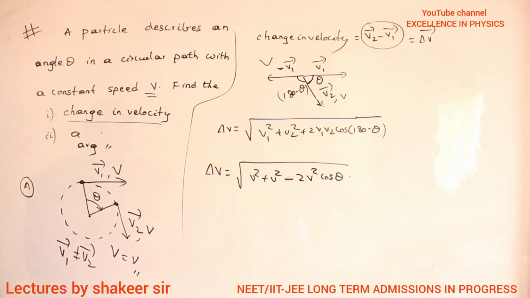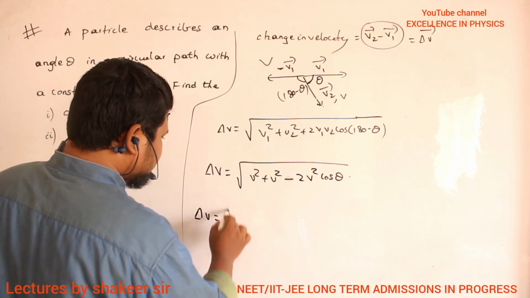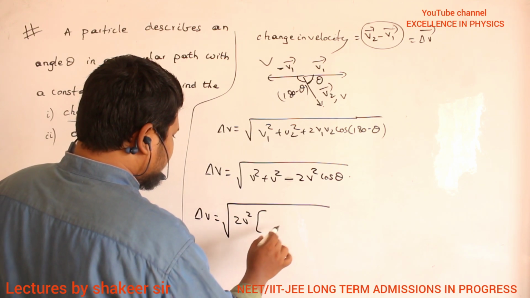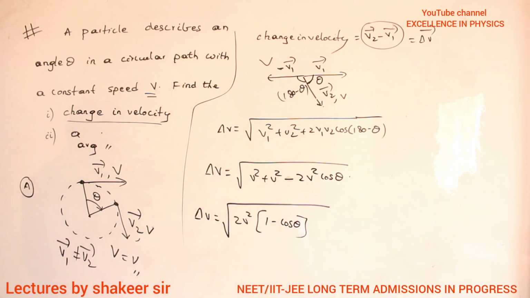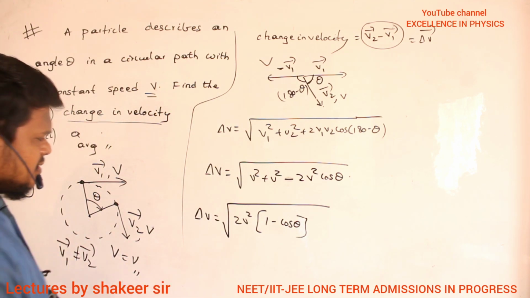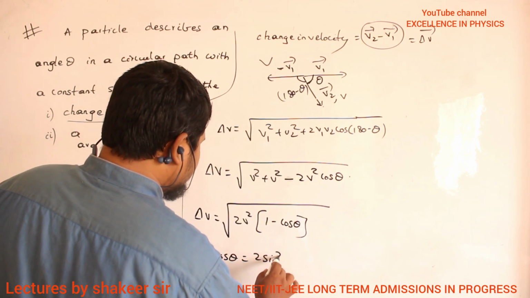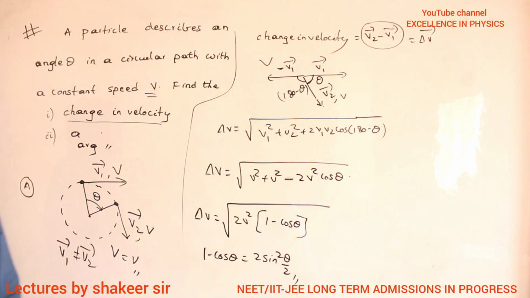Understood? Okay. So therefore, delta v is equal to, now if I take v square plus v square, 2v square, if I take common, then what am I left with? I am left with 1 minus cos theta. Clear? And according to trigonometry, what is 1 minus cos theta? 1 minus cos theta is equal to 2 sin square theta divided by 2. So this is the equation according to trigonometry.